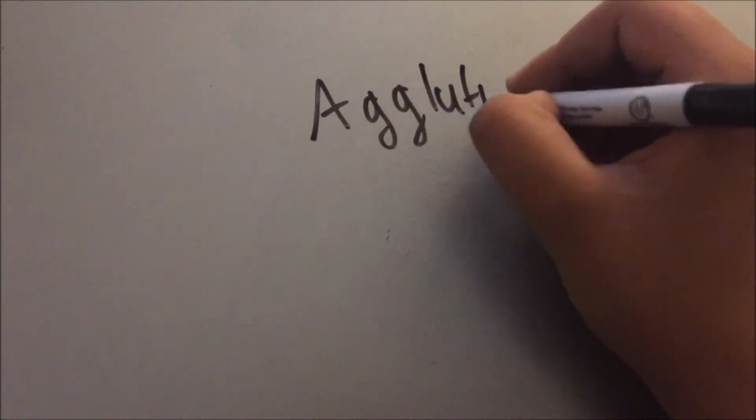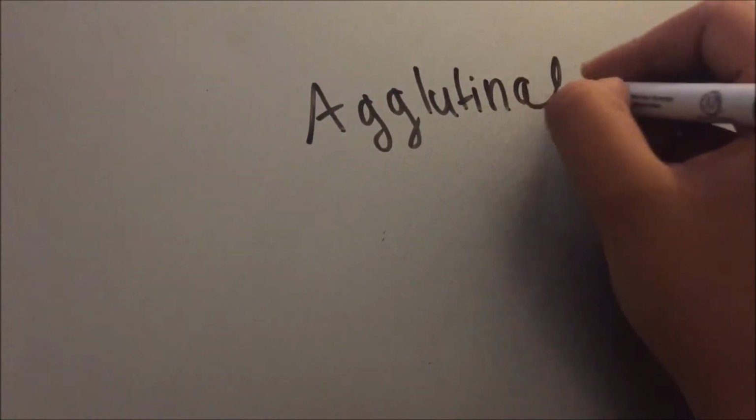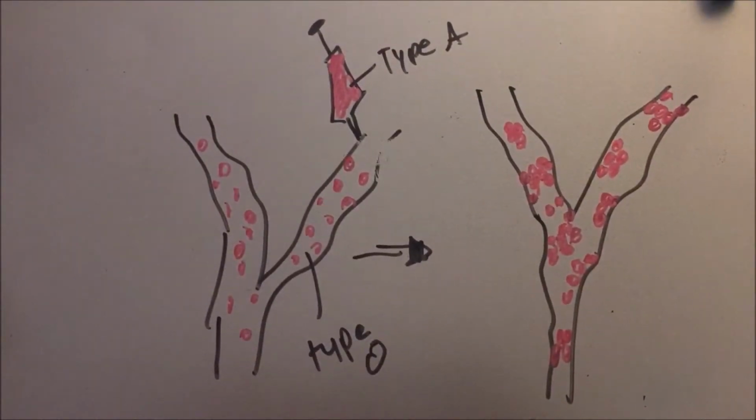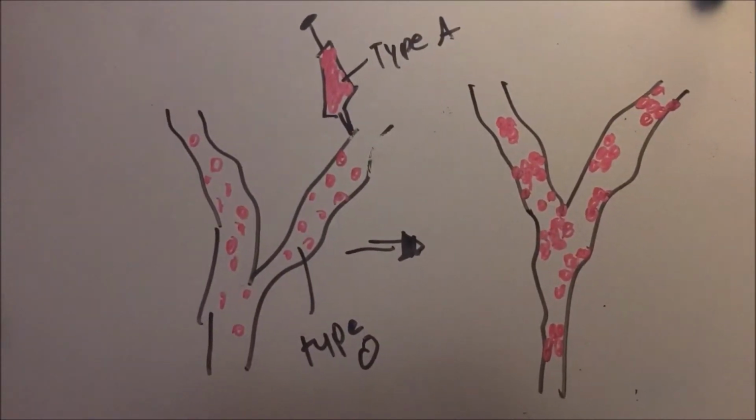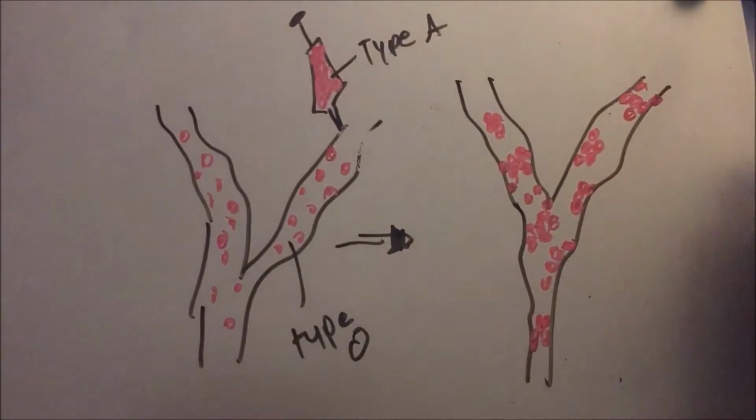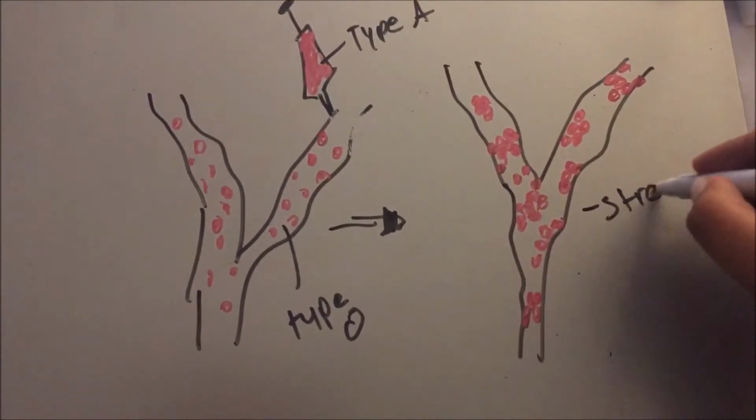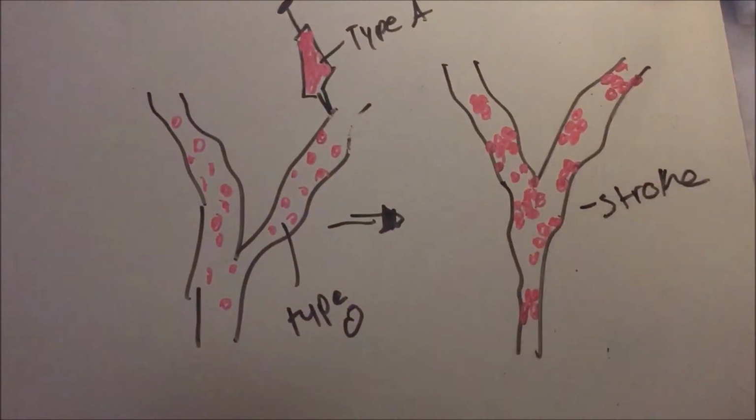The person with type O blood has both A and B antibodies within its blood plasma. The person with type A blood has A antigens on its blood cell surface. The antibodies from the type O blood would agglutinate with the type A blood antigens. The agglutination can result in stroke and even death.